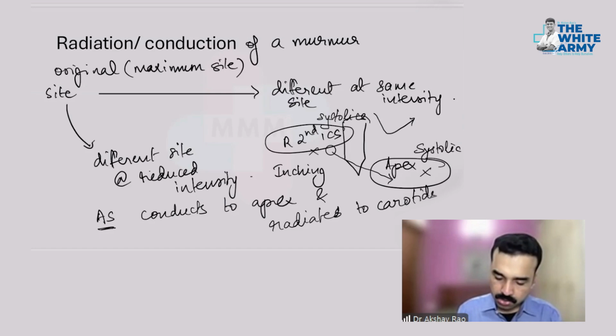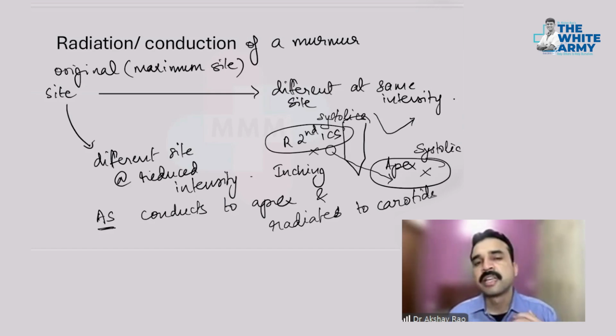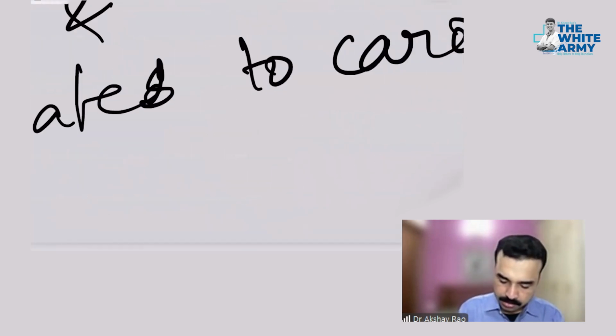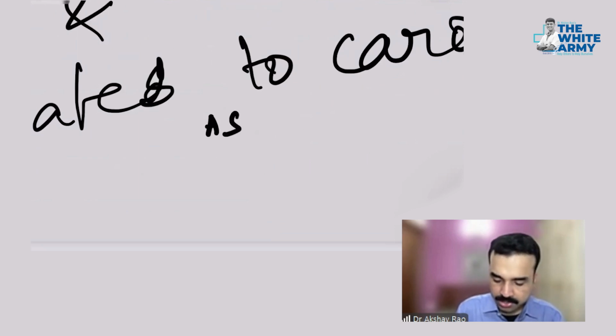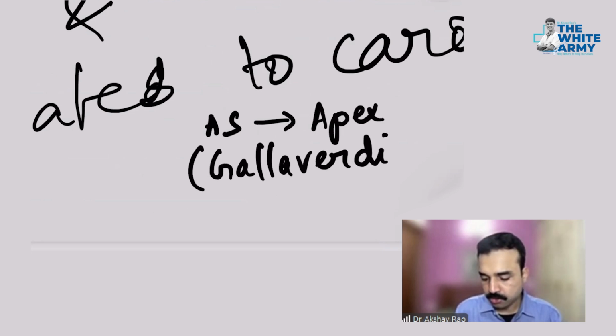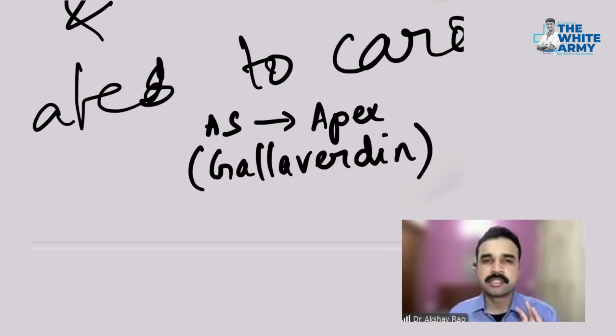Now, when we talk about which murmurs do get conducted and radiated, I already told you aortic stenosis murmur gets radiated to both the carotids and it conducts to the apex. In fact, that is known as Gallavardin phenomenon. So aortic stenosis murmur, when it conducts to the apical area, apex, then it is known as Gallavardin phenomenon. It doesn't change the character, but changes the intensity and the quality of the murmur.